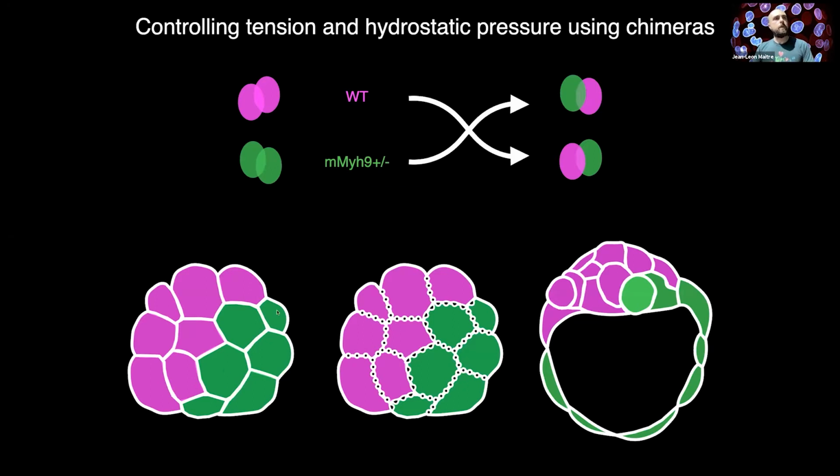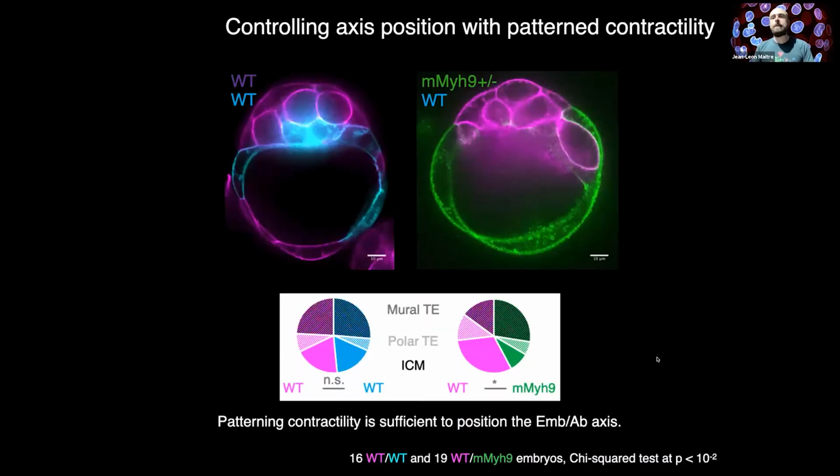If you create this pattern of contractility, what we expect is that the wild-type cells, which are here in pink, will squish the fluid more effectively than the mutant cells, and this will guide the fluid into the mutant part of the embryo. And this is indeed what we observe. The lumen ends up on the side which is mutant. Patterning contractility, just like patterning adhesion, is sufficient to position the lumen at the trophectoderm ICM interface in this part of the embryo.